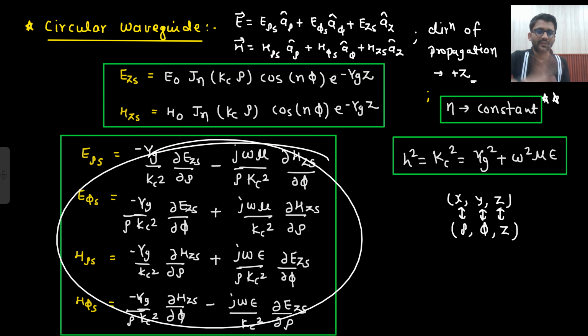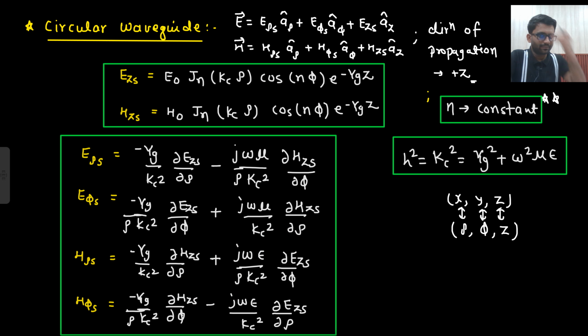and this you don't need to mug up, but you need to have a trick to write down these expressions, right? So Ezs is E naught Jn Kc into rho cos n phi e to the power minus gamma gz, and Hzs is H naught Jn Kc into rho cos n phi e to the power minus gamma gz. Now it feels like, sir, both of the expressions are the same, only the magnitude is different.